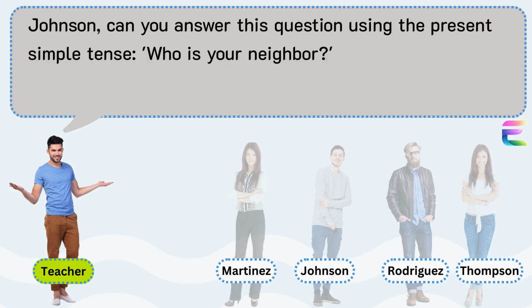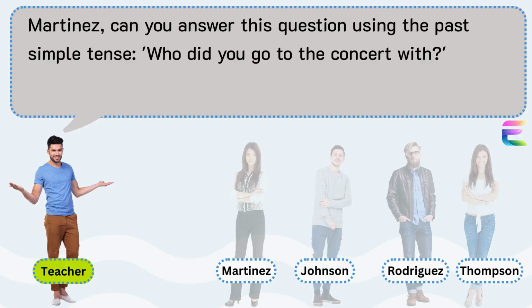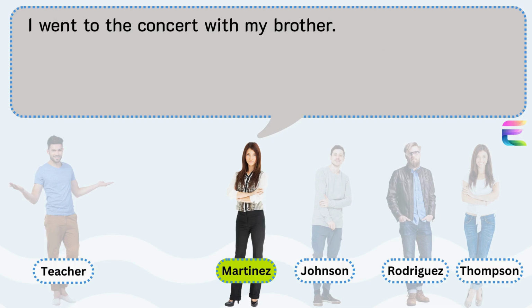Johnson, can you answer this question using the present simple tense? Who is your neighbor? My neighbor is Mr. Brown. Martinez, can you answer this question using the past simple tense? Who did you go to the concert with? I went to the concert with my brother.